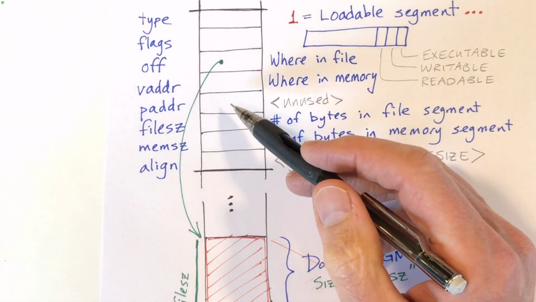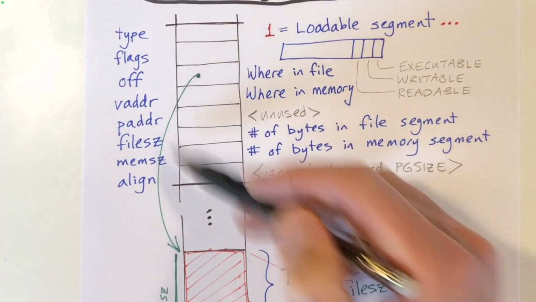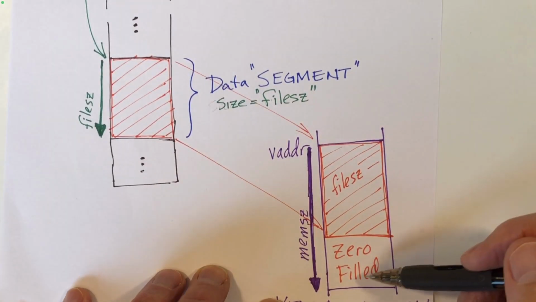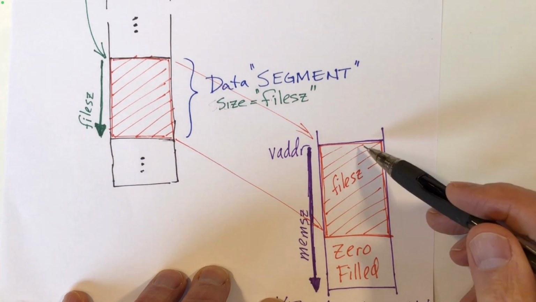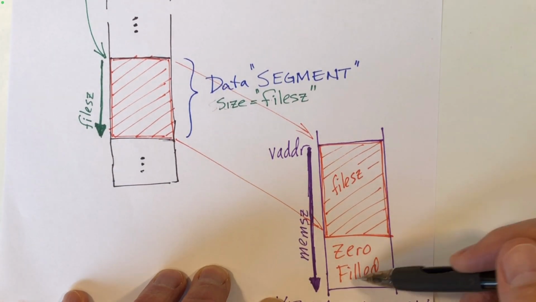So if we actually have 0 bytes in the file, we can use the program header to indicate a region of memory, region of virtual address space that should be entirely filled with zeros. So in that case, the file size would be 0, and the entire segment in the virtual memory would be 0 filled.